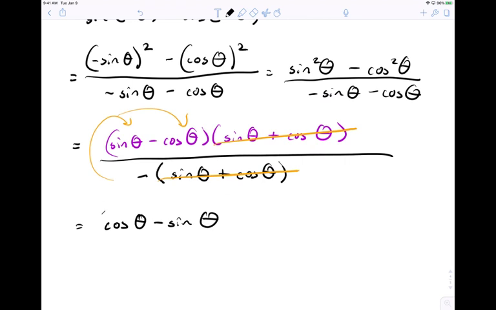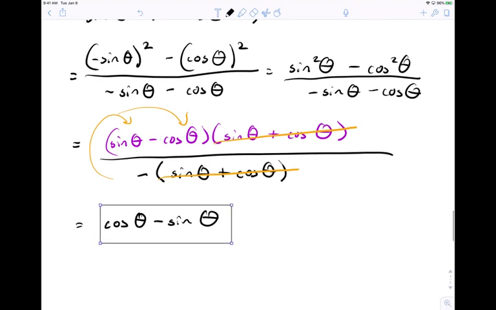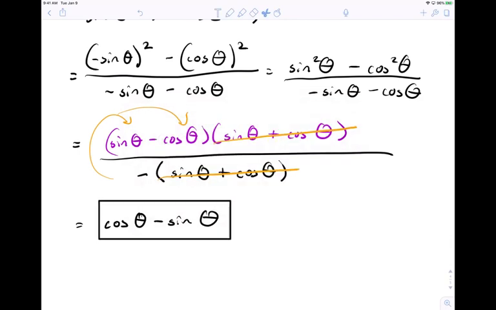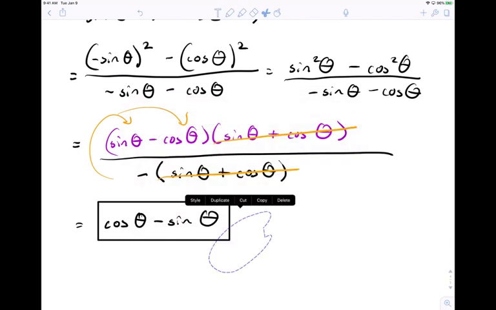Let's go do that. Cosine theta minus sine of theta, and that's what we wanted.